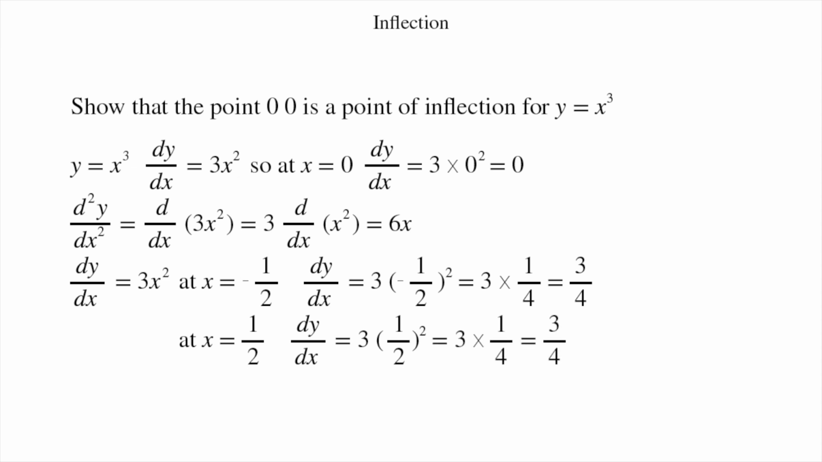The important thing to notice here is that both values are positive. So, the gradient of the curve at points either side of the stationary point is positive. That is, the function is increasing on either side of the point. Hence, we can deduce that x equals 0 is a point of inflection.